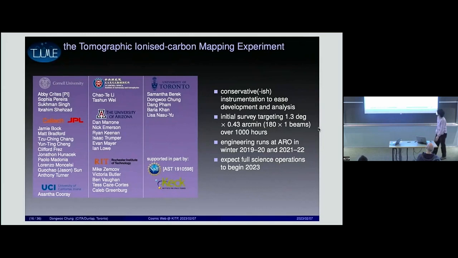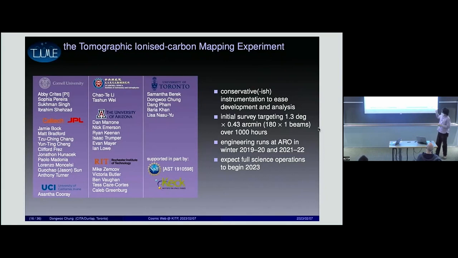So the first one is TIME. I've seen worse acronyms. It does make it a bit difficult to search for it, but this is the Tomographic Ionized-carbon Mapping Experiment. This is very much geared towards an initial detection. The instrumentation is quite conservative. It's a waveguide grating spectrometer in front of an array of TESs. You're trying to minimize surprises. You're trying to minimize your tech development burden and your analysis burden.